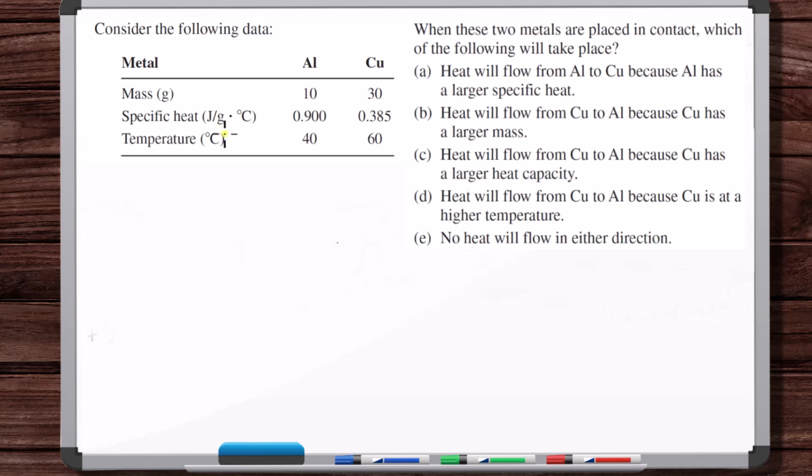So here we're just going to look at the temperature gradient. The aluminum is at 40 degrees Celsius. The copper is at 60. So heat's flowing from the copper to the aluminum. Heat will flow from copper to aluminum because copper has larger mass. No. Heat will flow from copper to aluminum because copper is at the higher temperature.